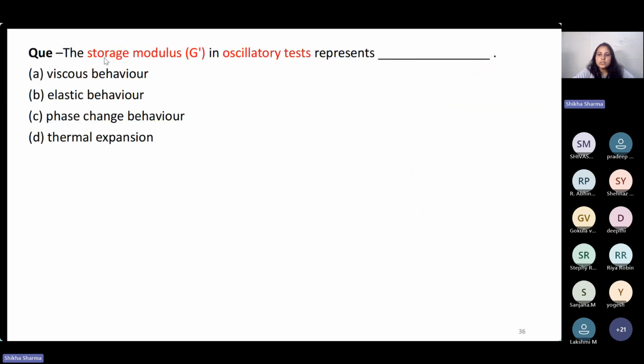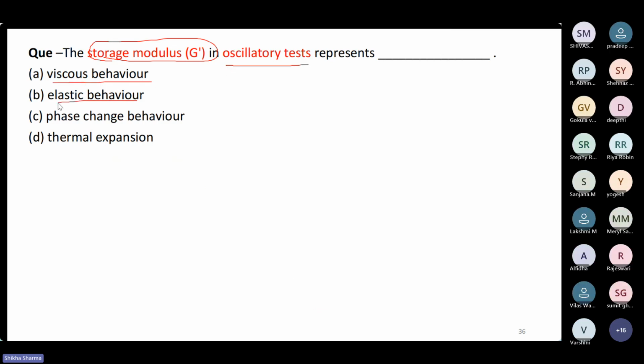Okay, so let's move to this question. The storage modulus, which is G prime, in the oscillatory test represents viscous behavior, elastic behavior, phase change behavior, or thermal expansion.